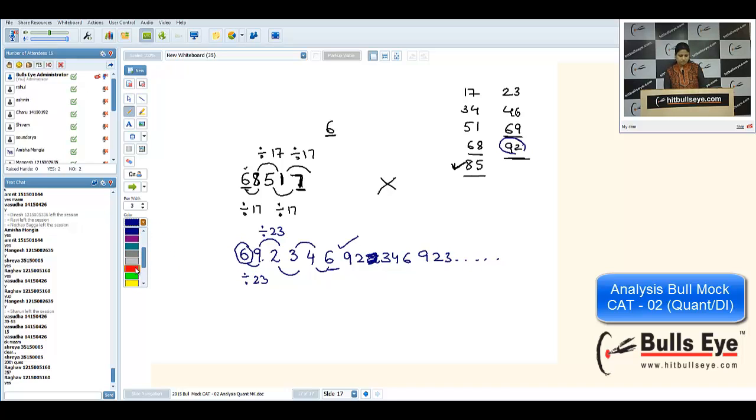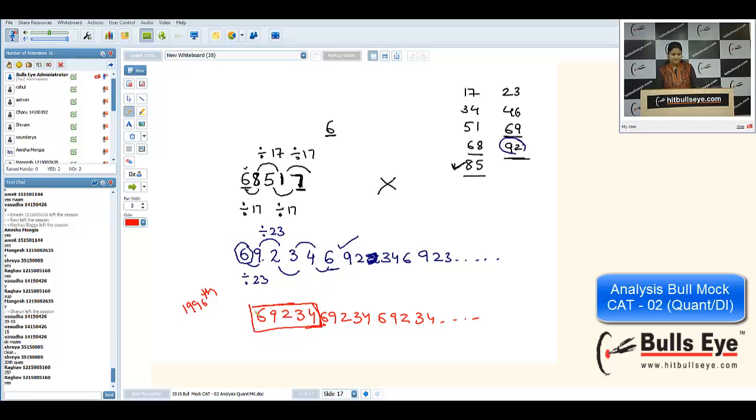So what is the thing here? I'm getting a number 69234, 69234, 69234. How many digits are written? 1996. What is asked? 1996 digits. See, I am getting blocks of 5, and they are repeating again and again.